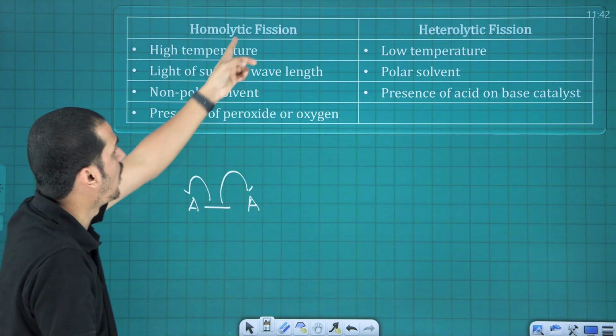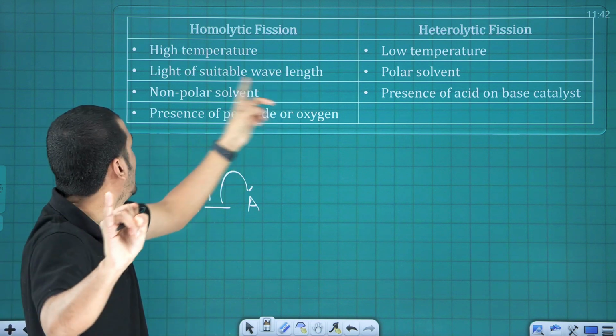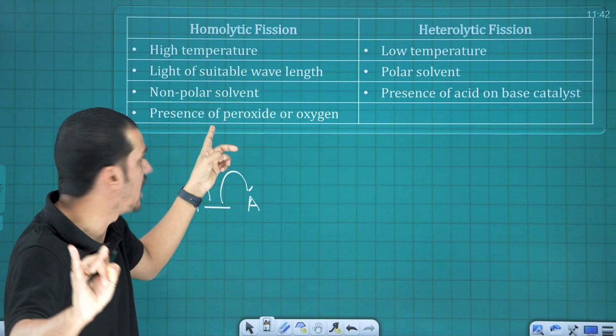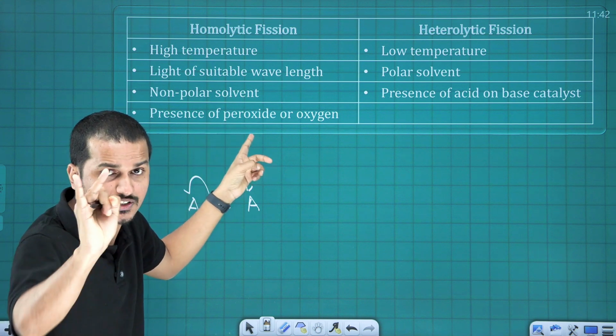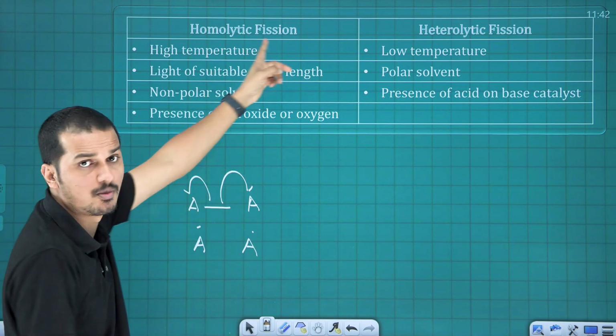Fission. That is what is called homolytic fission. Homolytic fission takes place at a high temperature, in the presence of light, UV light, or else a non-polar solvent, or in the presence of peroxide or oxygen. They will always form free radicals. Free radicals always, in homolytic fission.